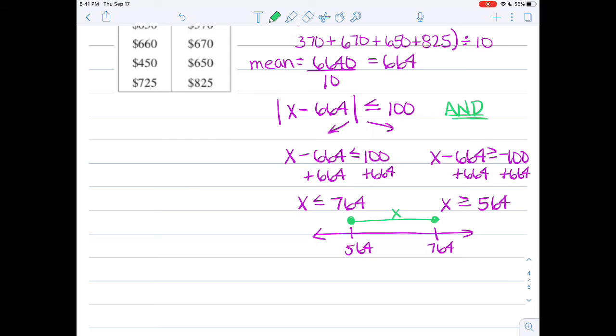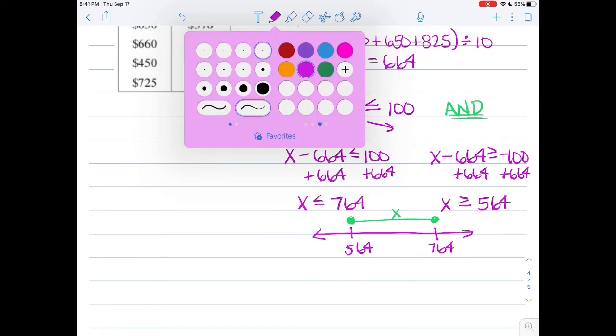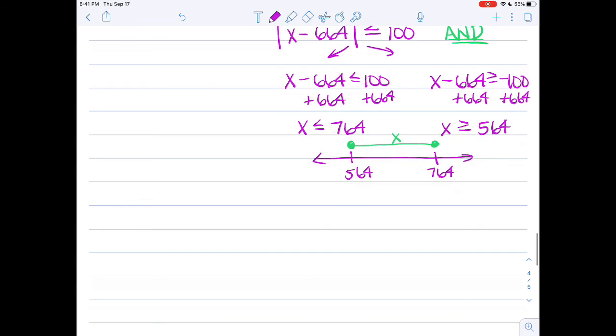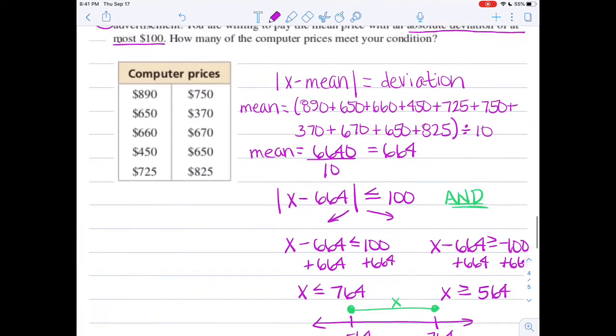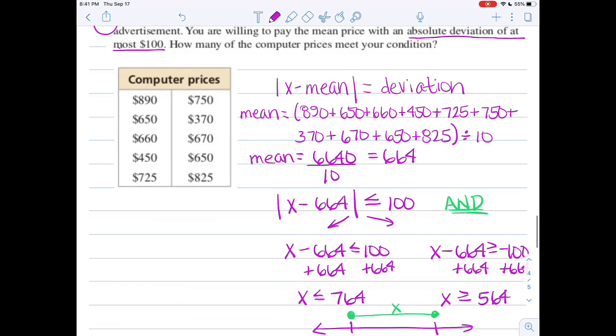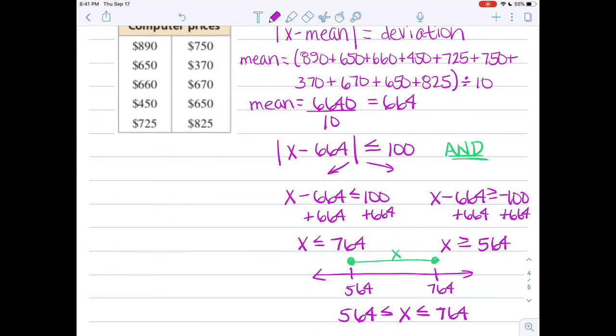The last thing that we want to do, actually, let's go ahead and write our inequality first, and then we'll take a look at the final thing. So 564 less than or equal to x, less than or equal to $764. So we want to pay somewhere between those two prices. However, what the question actually asked is how many of the computer prices meet our condition of being between those two numbers. So let's just take a look.